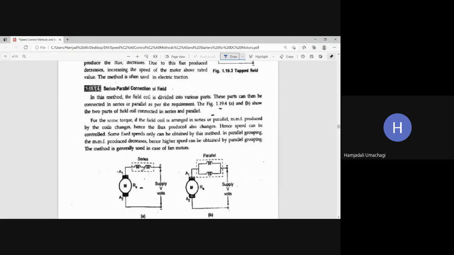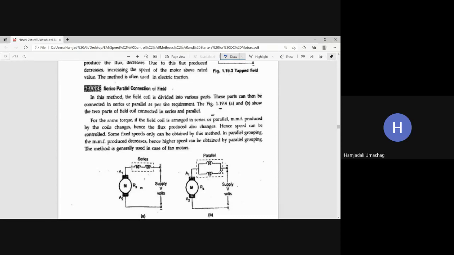Here, the field winding is divided into two sections. The same entire field winding is divided into two half sections. If I connect those two half section field windings in this way, then it is a series connection. If I connect the two half section field windings in parallel, then it is the parallel connection. So what happens if the field winding is connected in series? What happens if the field winding is connected in parallel? Usually in the parallel case, if I connect the field winding in parallel fashion, then automatically the net flux will be decreasing.